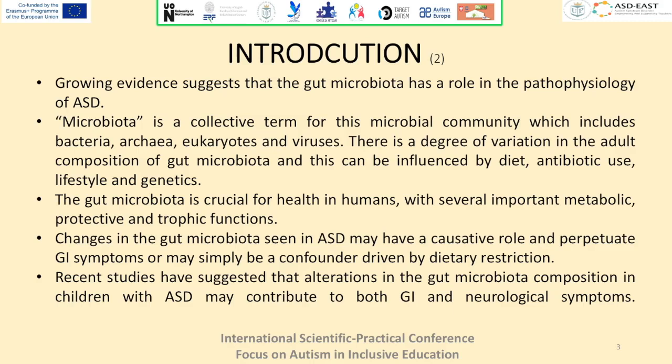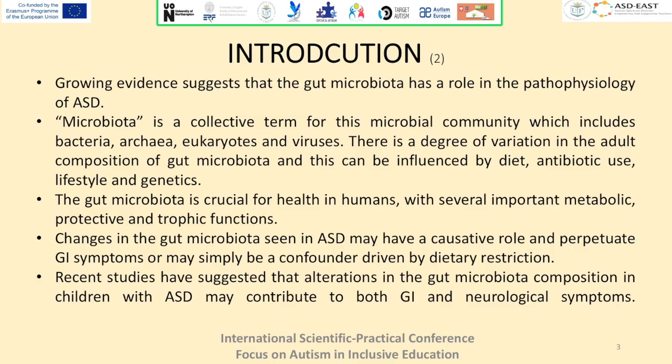What is microbiota? Microbiota is a collective term for this microbial community, which includes bacteria, archaea, eukaryotes, and viruses. There is a degree of variation in the adult composition of gut microbiota, and this can be influenced by diet, antibiotic usage, lifestyle, and genetics as well. The microbiota is crucial for health in humans with several important metabolic, protective, and trophic functions.